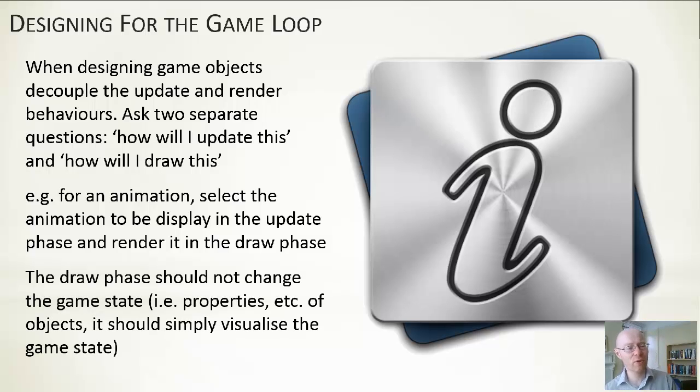So the draw phase should not change the game state. That keeps it clean, it keeps it simple. Properties of objects and so on, it should simply visualize the game state. And if you adhere to that practice, it will simplify your design overall.